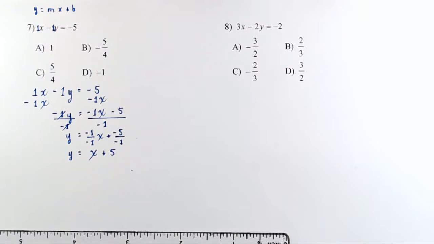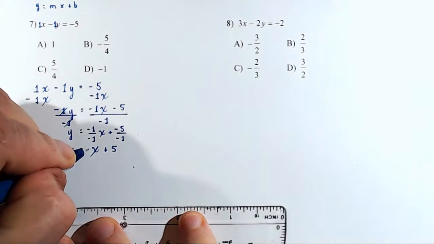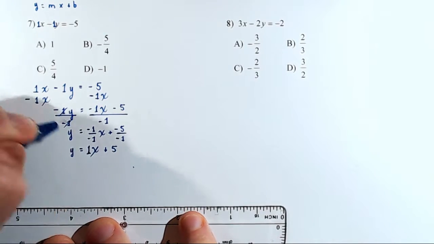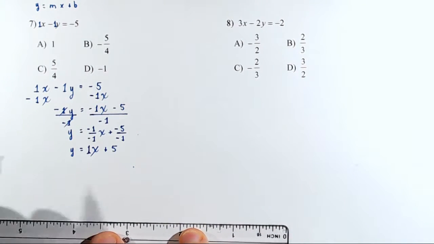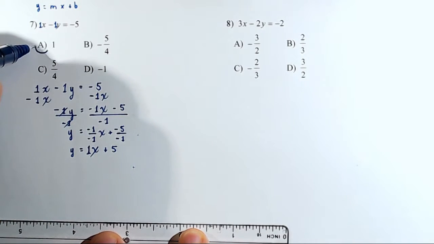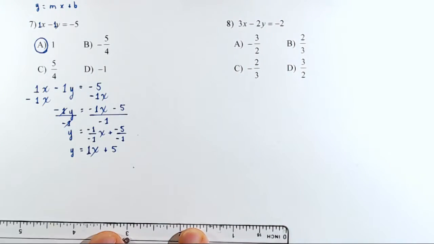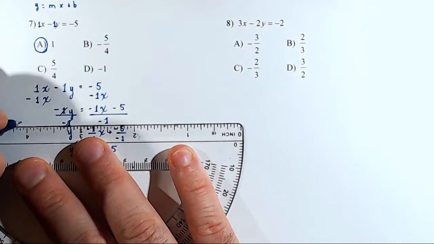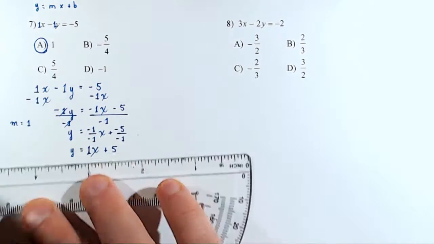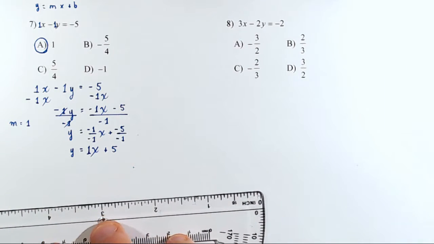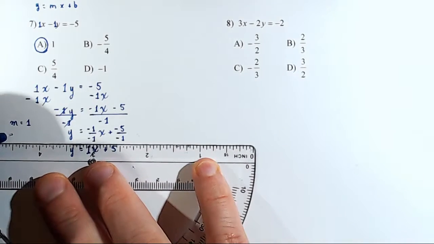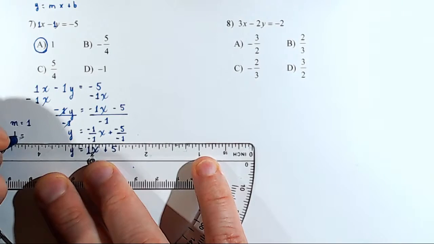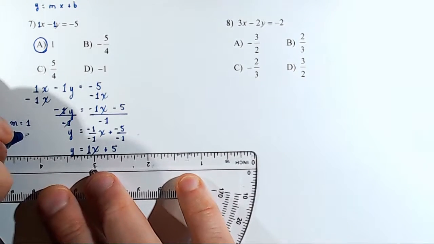So y equals x plus 5 is the slope-intercept form equation of the line. And knowing that there's a 1 in front of that x will give you the slope. So the slope is 1. Let's write down some information over here. M equals 1. That means it's rise 1, run 1. We know that the y-intercept b is equal to +5.